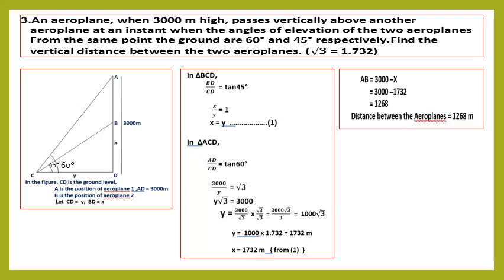So X is also 1732 meters. From equation 1 we know that X is equal to Y. So X and Y both are equal to 1732 meters. Now we need to find the distance between the two flights AB. AB is equal to 3000 minus X, that is 3000 minus 1732 will give 1268. So the distance between the two aeroplanes is equal to 1268 meters.